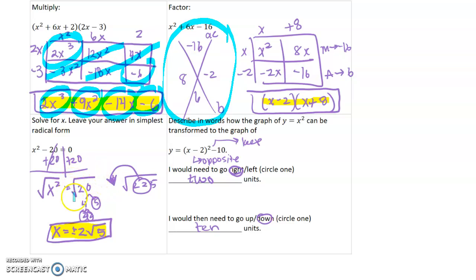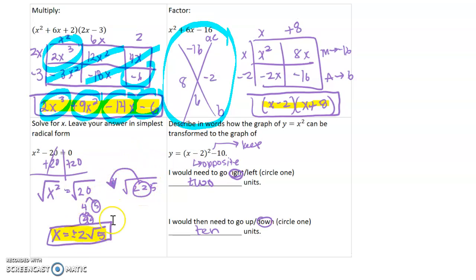The only final step there is that I have to take the square root of 20 and get it into the simplest radical form. So if I do the prime factorization of 20, I can see that 20 is the same number as 2 times 2 times 5. If I have a pair of factors of 2, I can take those out and put them up front. And because I took the square root of both sides, I want to remember to put this plus or minus sign, showing that there can be a positive and negative answer for this.